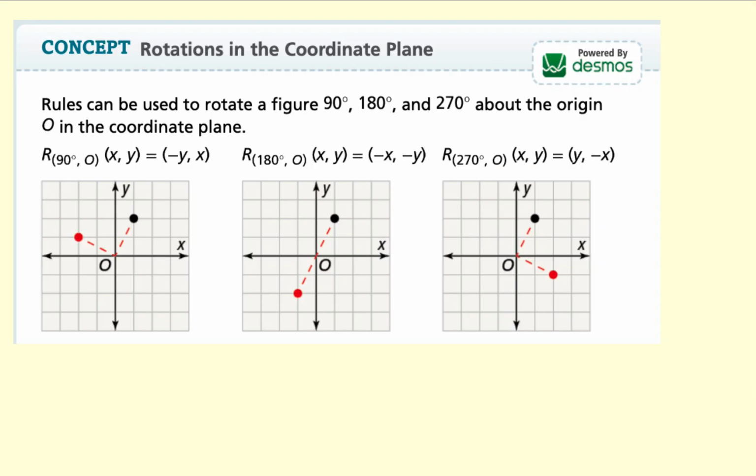So here's the rule for turning multiple of 90. If you turn this point to over here, the rule is x comma y turns into opposite of y comma x. If you want to turn 180 degrees, then you're going to change the sign of x and y. So x comma y will change to opposite of x, opposite of y. If you want to turn 270 degrees, then the rule will be x comma y goes to y comma opposite of x. Please say opposite of x, opposite of y to remind you to change those signs.